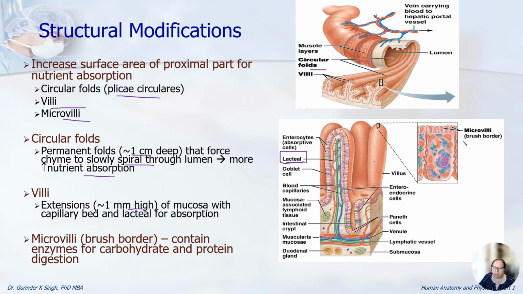And then each cell lining these villi has a further brush border, which we call microvilli, to increase the absorptive surface. The microvilli, or the brush border, contain enzymes which can help digest carbohydrates as well as proteins.